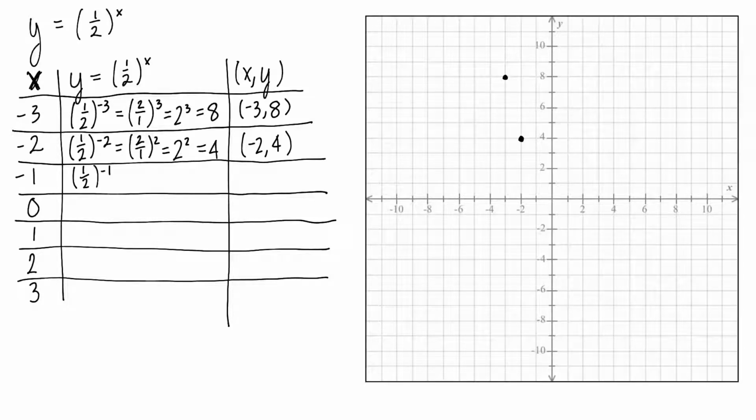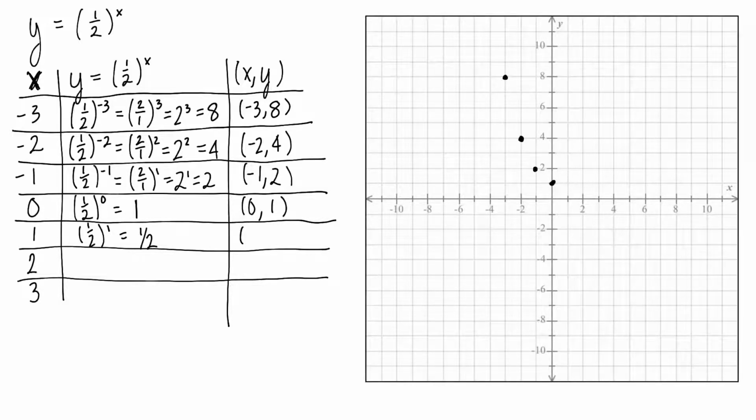Next, 1/2 to the -1. That's 2 over 1 raised to the +1, 2 raised to the +1, which is just 2. So -1, 2. 1/2 raised to the 0. Anything raised to the 0 is just 1. So we have 0, 1. 1/2 raised to the first power. That's just going to be 1/2. So 1, 1/2.